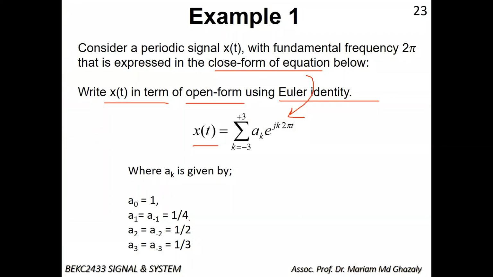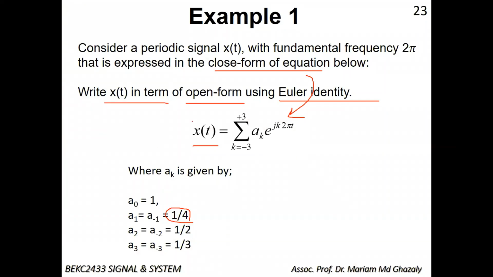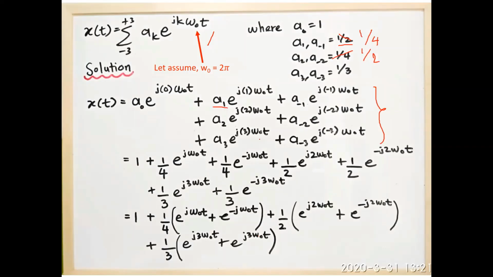Sorry, this one is wrong. So a_1 equal to a_-1 is 1 over 4. This one is actually 1 over 4, and this one is 1 over 2. Based on the example question given here, this one is correct.